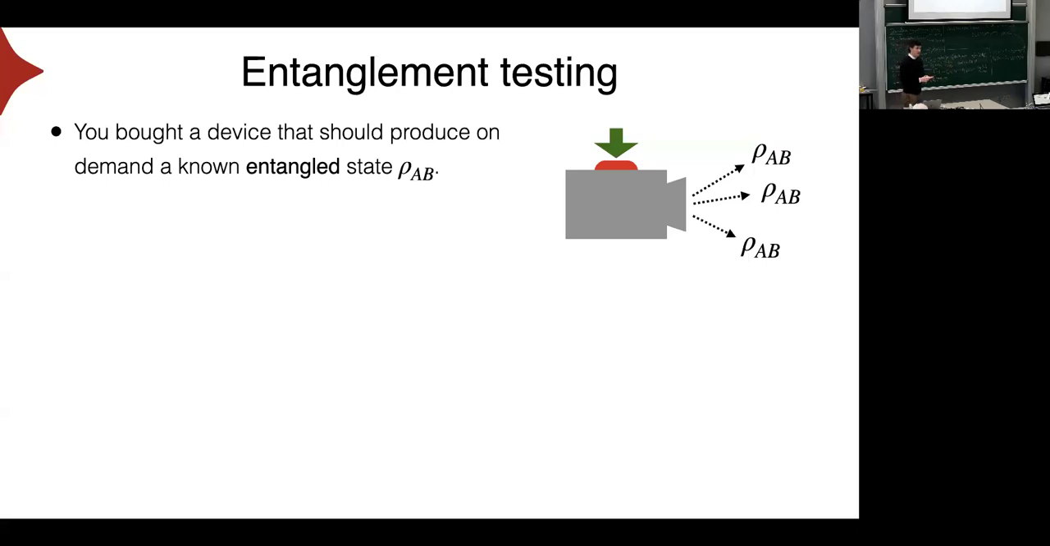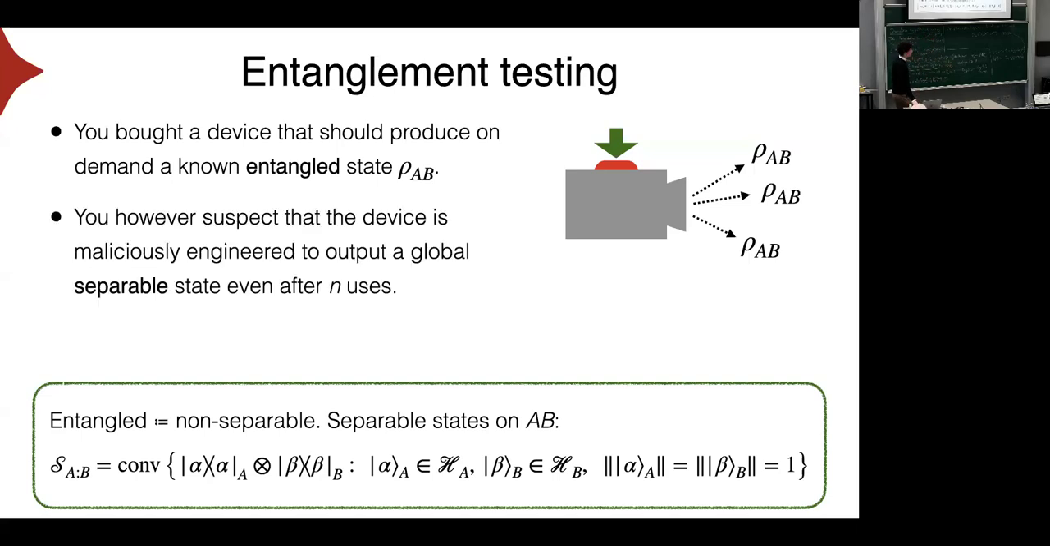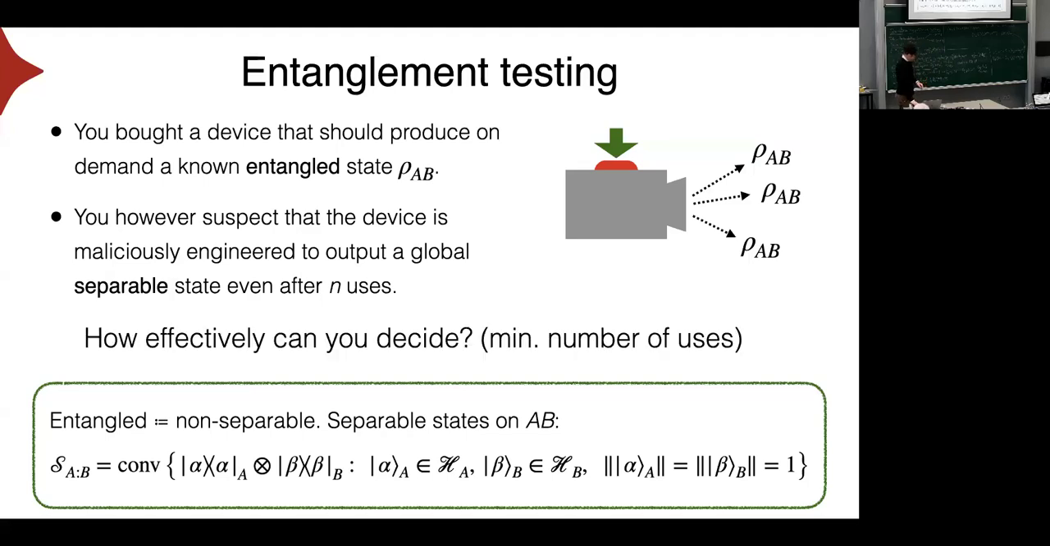You press a button, it spits out the state, fantastic. But what you suspect is that, okay, so this is what I mean by entanglement, right? There's a set of separable states that we will denote S_AB, with the bipartition AB. It's just a convex hull of product states. This I think you all know. And you suspect that the device is actually faulty. They're trying to cheat on you. They're trying to sell you separable states instead of entangled states, so your QKD protocol will fail miserably.